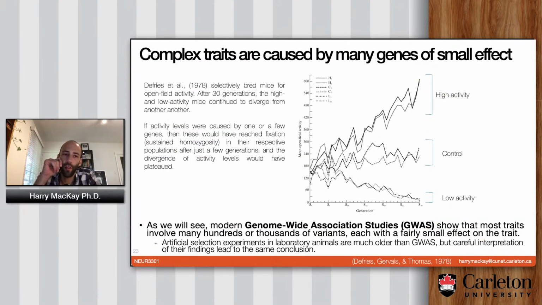So one principle of behavioral genetics that has turned out to be true is the fact that complex traits are caused by many genes of a small effect. So back in 1978, DeFries and company were selectively breeding mice for open field activity. And the way this would work is you would just get a whole bunch of mice, you would measure how much they run around if you just put them in an empty box, and then you would divide them up into high runners and low runners.